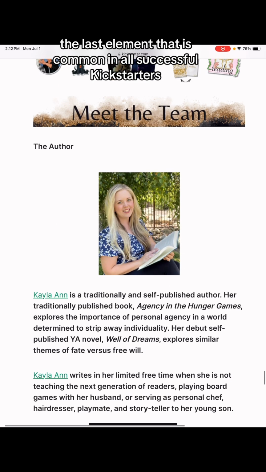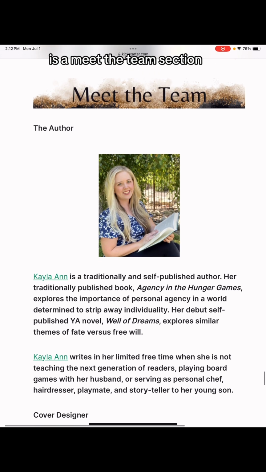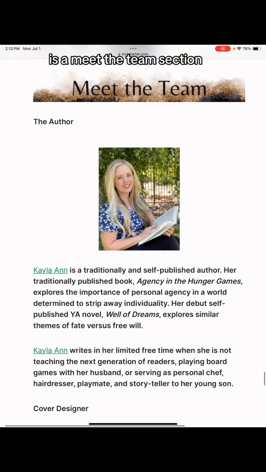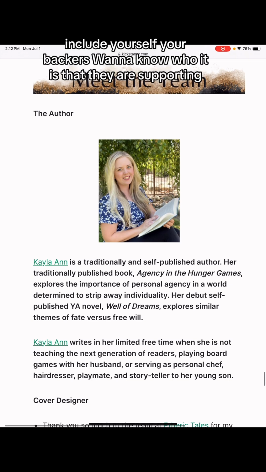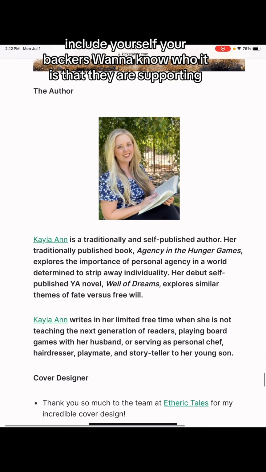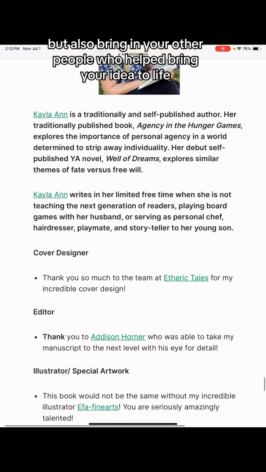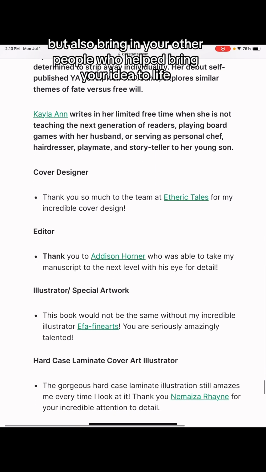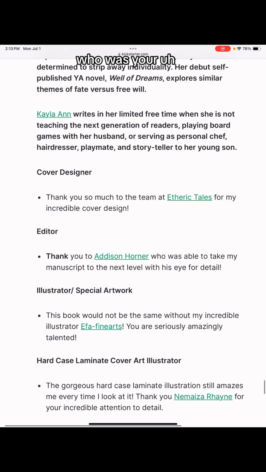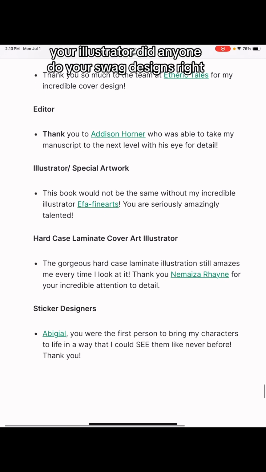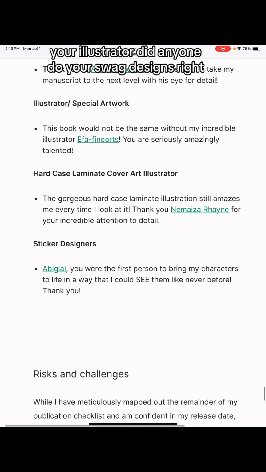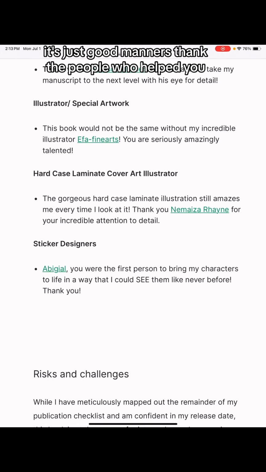The last element that is common in all successful Kickstarters is a Meet the Team section. Ideally, obviously, include yourself. Your backers want to know who it is that they are supporting, but also bring in your other people who helped bring your idea to life. Who was your cover designer? Who was your editor, your illustrator? Did anyone do your swag designs? Right? It's just good manners. Thank the people who helped you.